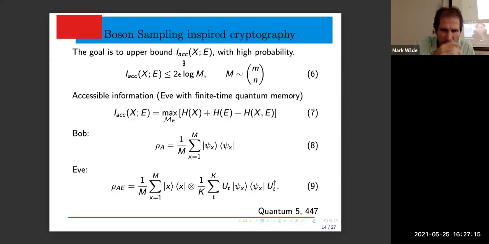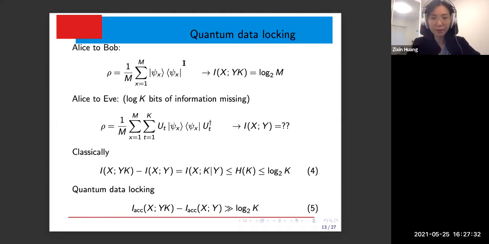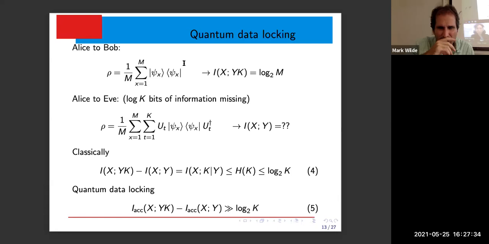I actually have a question. Can you explain? So there's equation 4 and equation 5. And when we calculate the accessible information, we do get a classical mutual information, right? Yep. And so why does inequality 4 not apply to the expression on the left-hand side of 5?